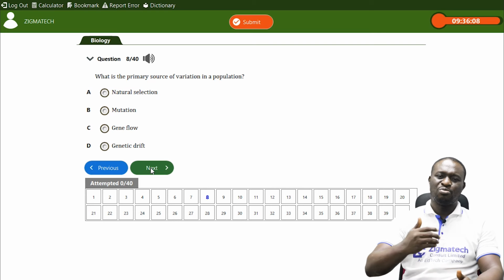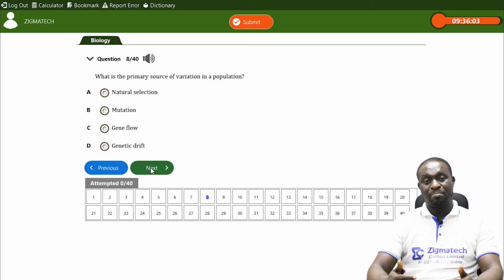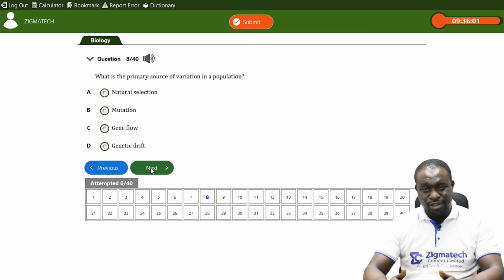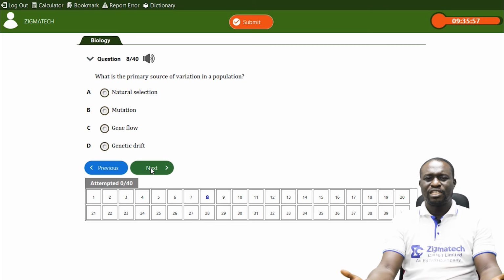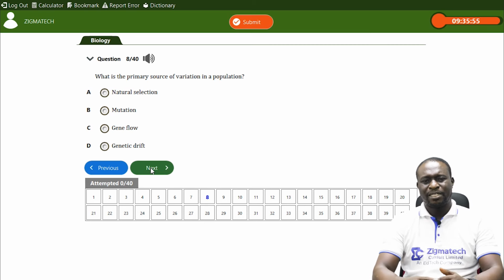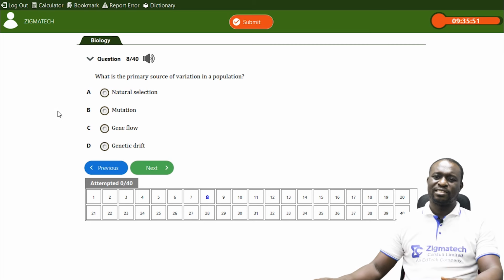And it is based on mutation that it is determined if an organism, or a particular population of organisms, can survive external factors or changes in the external factors of that particular environment. So the correct answer is mutation. The correct option is mutation.